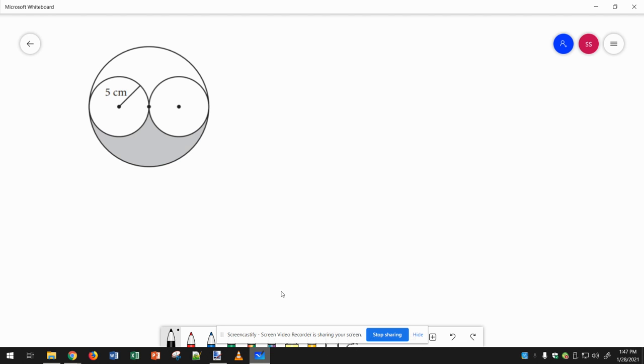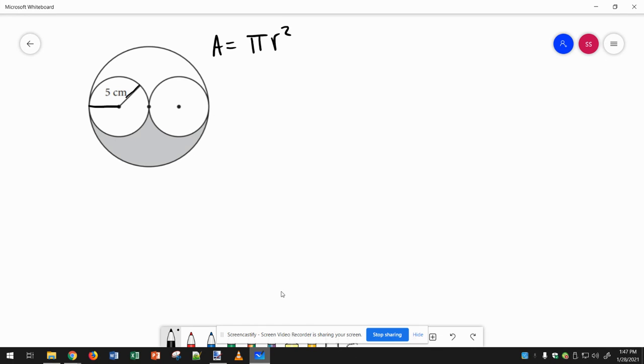In this problem, we have to find the area of the shaded region. We're told that these three circles are tangent. That just means they touch each other at one point, so there's no space in between them. So really the best way on this is to find the area of the whole circle first, the big outer circle. So we need the radius.